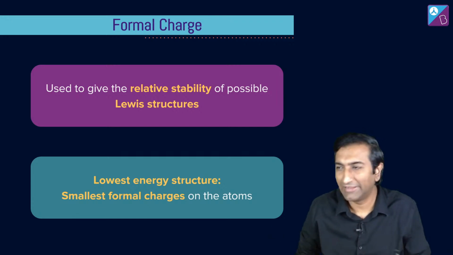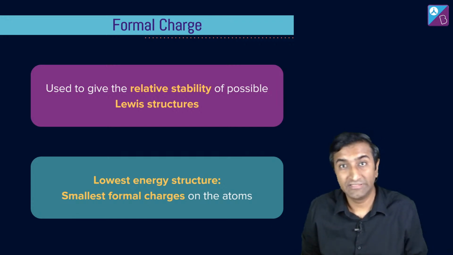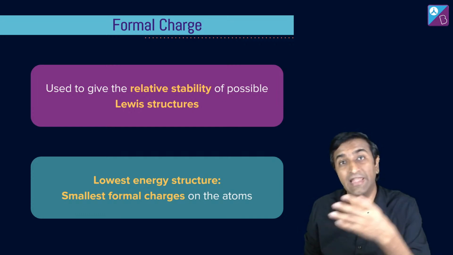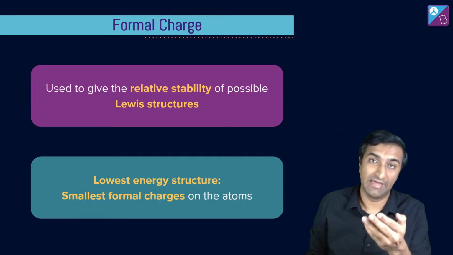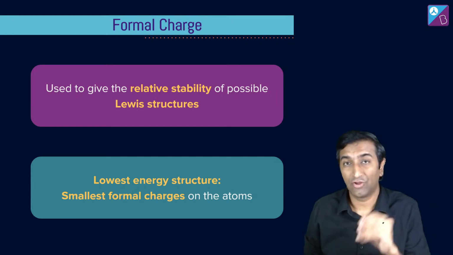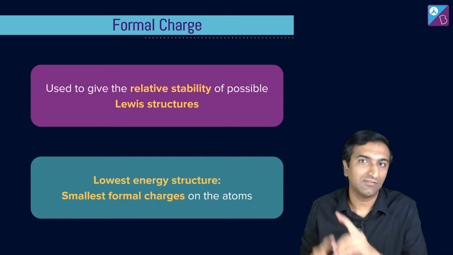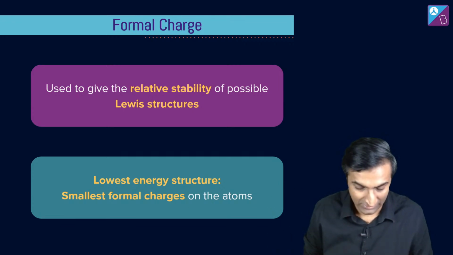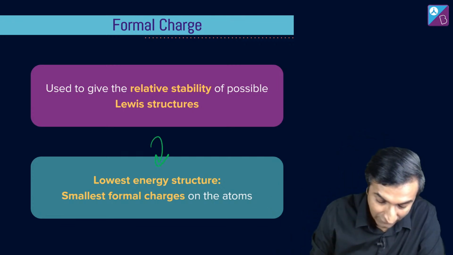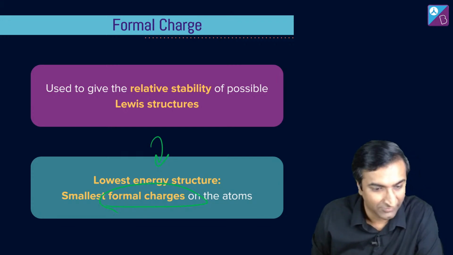Okay? In organic chemistry, you will see कि if you have an electronegative element और उस पे plus charge आ रहा है, that's bad. Like oxygen plus charge, not good. Oxygen पे minus charge is good. So all of these ideas organic में cover होंगी, but इसका basic है यही चीज, ठीक है? तो lowest energy structure will have the smallest formal charge on all the atoms.